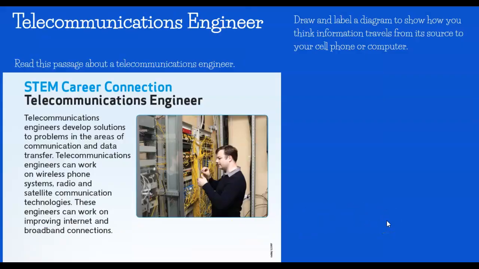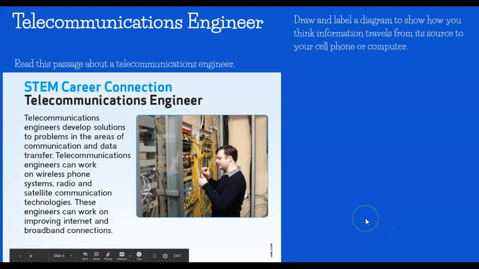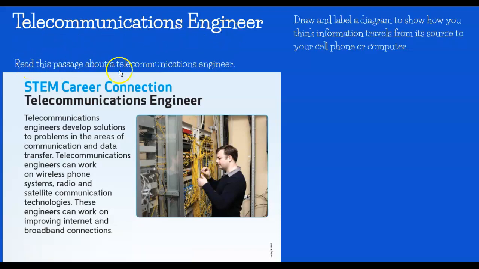Here's our next part. By the way, on that last activity, you could pause the video, and then you can come back to this. So here's our next part, and you're going to do this activity in your science spiral notebook. Telecommunications engineer. It says, read this passage about a telecommunications engineer. STEM career connection, telecommunications engineer. Telecommunications engineers develop solutions to problems in the areas of communication and data transfer.